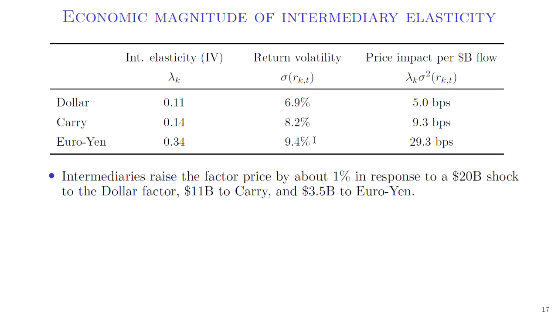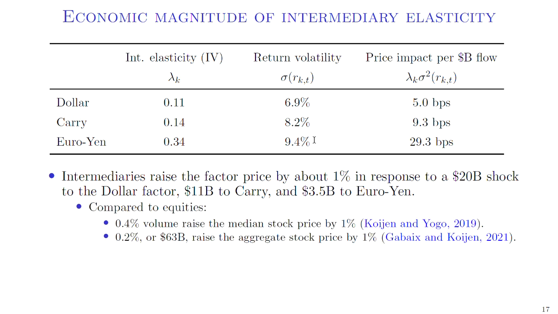And now let's interpret the economic magnitude of these elasticities. We have this lambda, which is measuring per unit of risk, and we want to translate that to dollar amounts, which is more convenient to interpret. So we just multiply by the return variance of these factors. What you can see here is that for $1 billion of trading demand shock, it's going to raise the dollar, carry and euro-yen prices by 5, 10, and 30 basis points. In other words, these intermediaries raise the factor price by about 1% in response to 20, 11, and 3 or 4 billion dollar demand shocks to these factors.